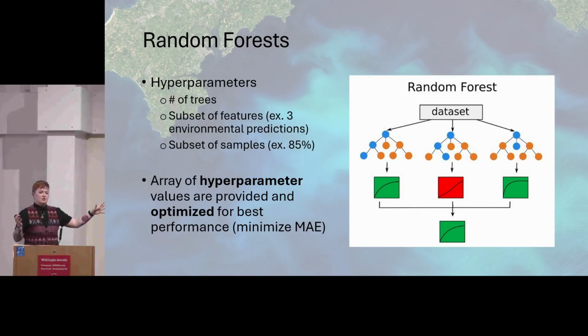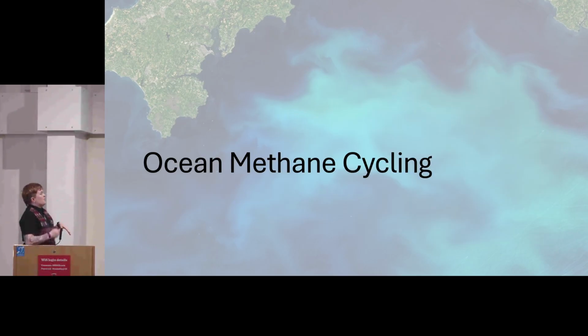So here's just an example for one of those, a random forest. We have a set of hyperparameters that we define for each of these models, which include things like the number of trees, so it's the number of branches that are going down, the subset of the environmental predictors that we're using for it, a subset of how much of the training data it sees. And all of these hyperparameters are fed into our model and all run iteratively and then optimize for the best performance, which we define as minimizing the MAE, and you don't need to worry about what that means.